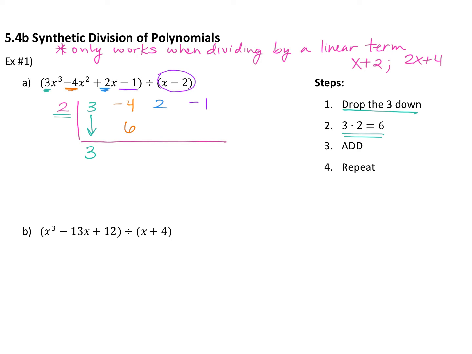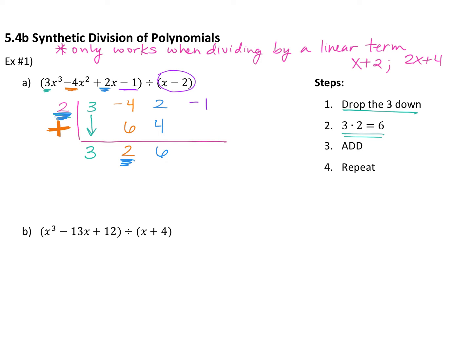Now, again, completely opposite of what we did yesterday. Yesterday, when we put something underneath a number, we subtracted, right? Today, we add. It's always addition with synthetic division. So every time these are going to be added. -4 plus 6 is what? 2. Now you're going to do the same thing again. You take this 2 up here and this 2 down here, multiply them to get a 4, and then add them together. 2 plus 4 is 6.